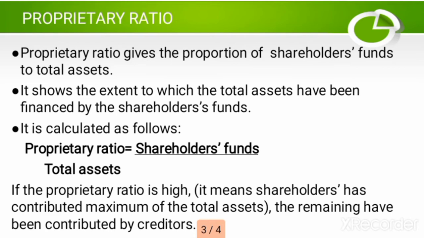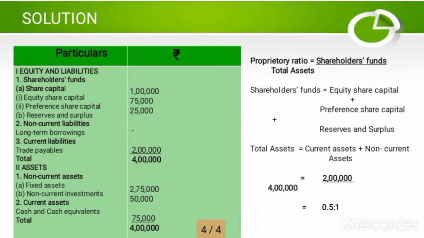Okay. Now going to do illustration 5. So equity and liabilities. First one, shareholders' funds: share capital, equity share capital, preference share capital, reserves and surplus. Then the second one, non-current liabilities, long-term borrowings. Current liabilities, trade payables. So the total is 4 lakhs. Equity share capital amount is 1 lakh, preference share capital 75,000, reserves and surplus 25,000, trade payables 2 lakhs. The total is 4 lakhs.